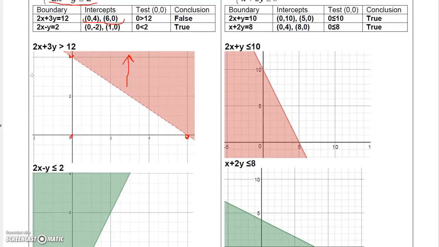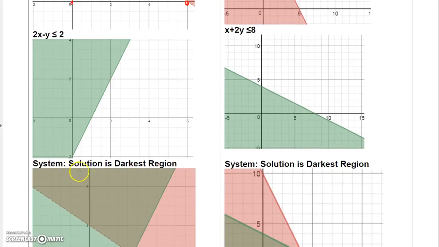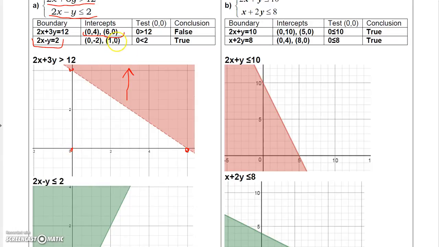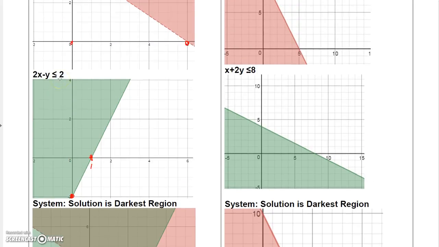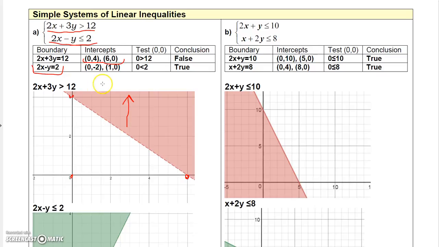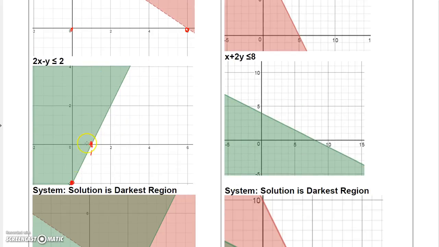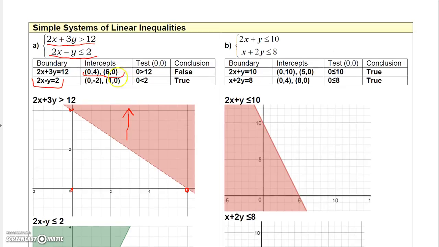Now the second one, 2x minus y equal to 2. If I let x be 0 and solve for y, I get negative 2 for the y-intercept, and then if I let y be 0 and solve for x, I get 1 right here, and that's the number 1 for the x-intercept. And now I just draw the line through there, and notice this line is a solid line because this inequality had the equal to with it.